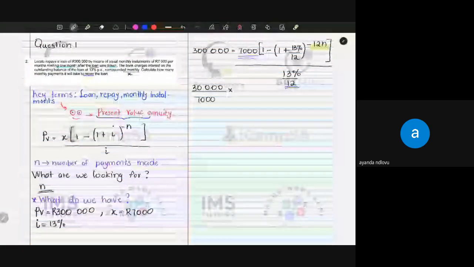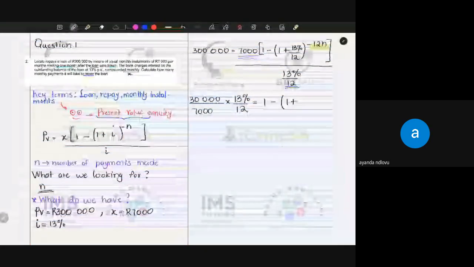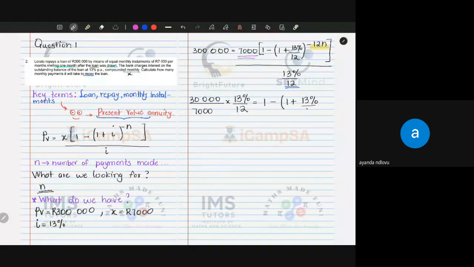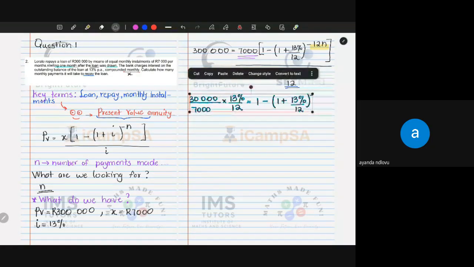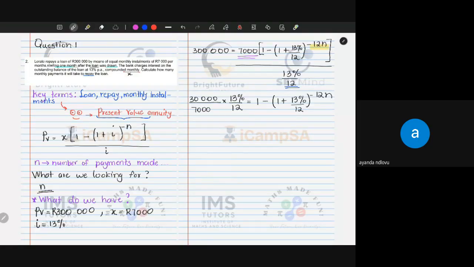And if I do so, what I will get is 13% divided by 12. So this will be equal to, and guys, please remember you can stop me at any time. This will now just be equal to 1 minus 1 plus 13% divided by 12, then minus 12n on the exponent there. Let me make some space. Sir, I think you forgot a zero for your 300,000. Now it's 30,000. Thanks for that. Let's put in an extra zero. So 1, 2, 3, 4, 5.